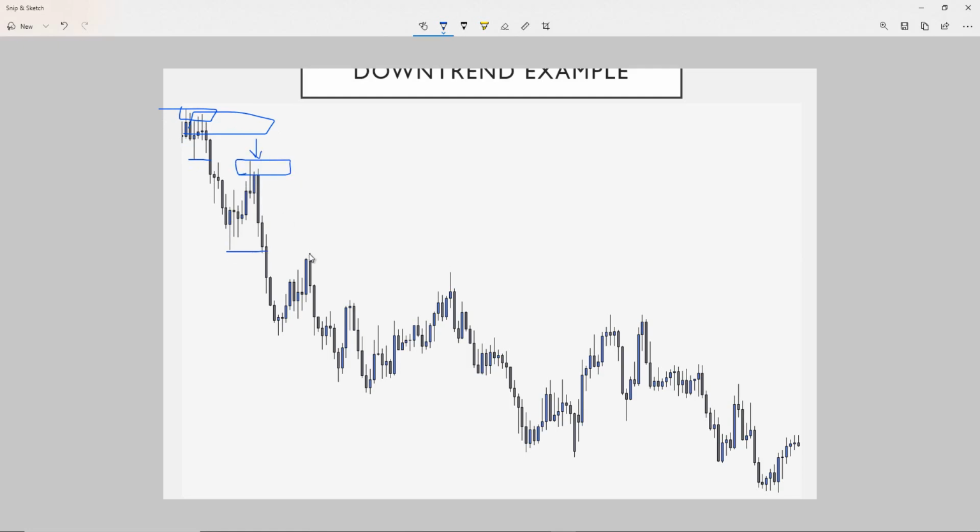And we take shorts from right there, right? Strong push to the downside. Where is our major lower high? It's right there right now. So as long as the market pulls back, but does not break this structure, we look for shorts.